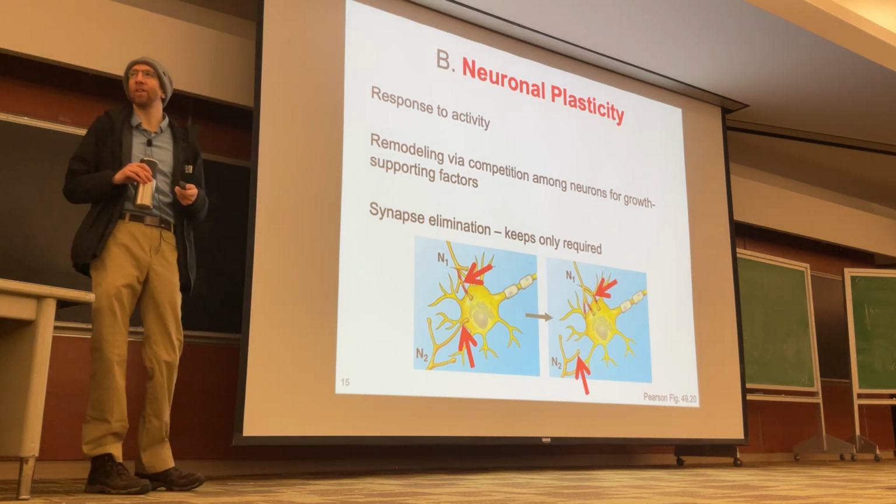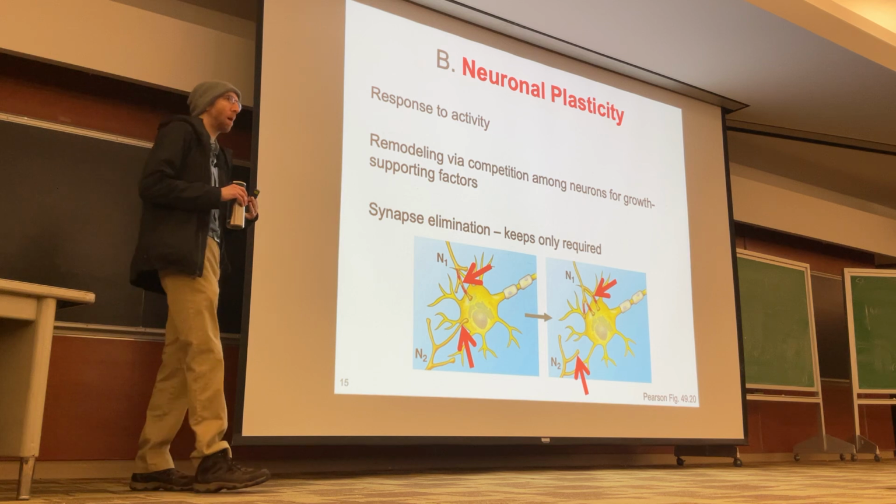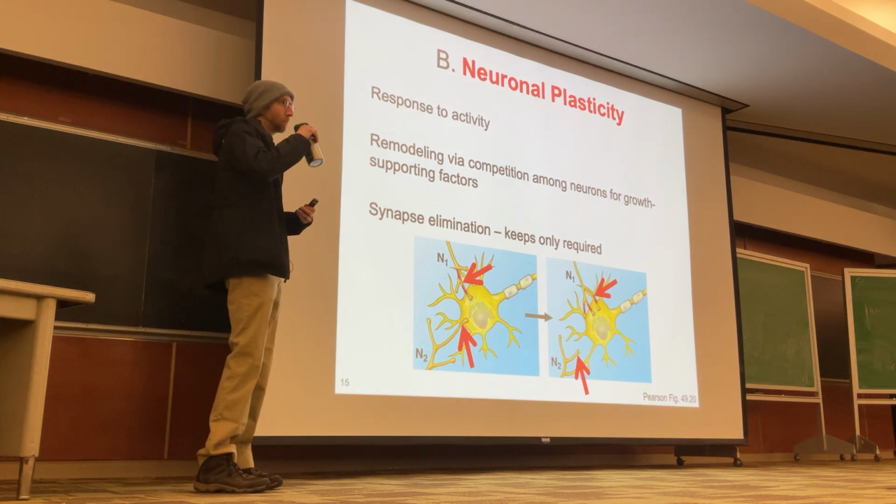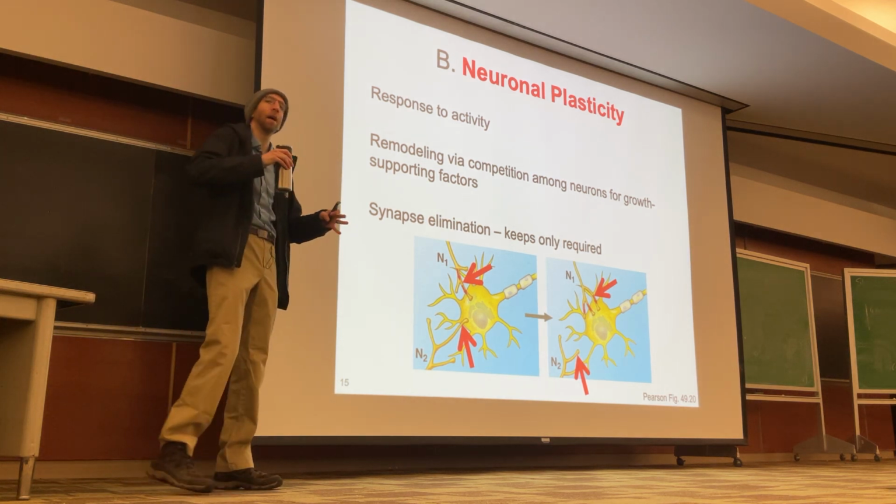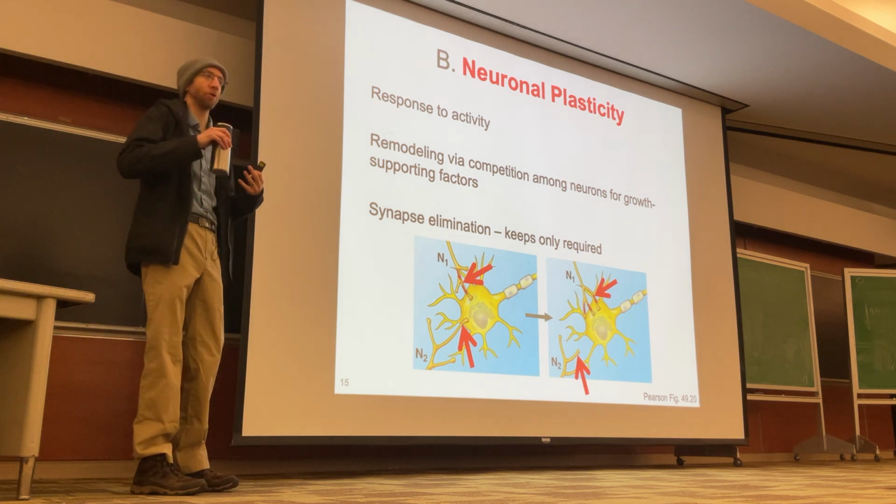So this use it or lose it dynamic underlies the constant remodeling of your central nervous system. And this is the fundamental thing that underlies memory formation and learning.